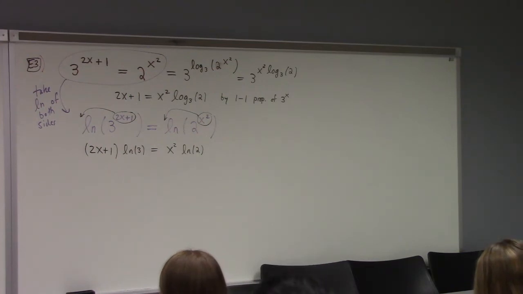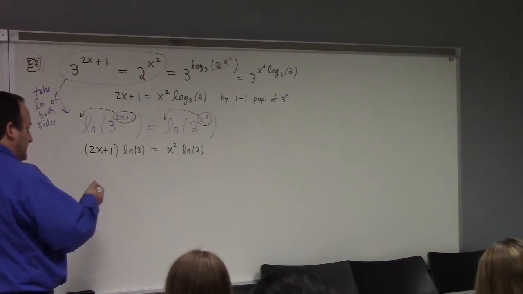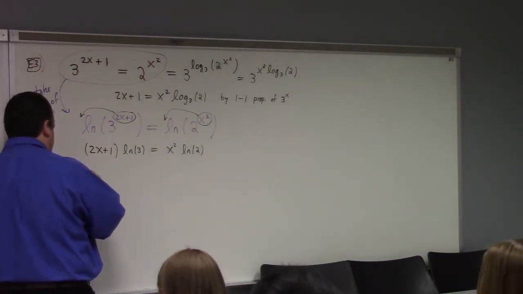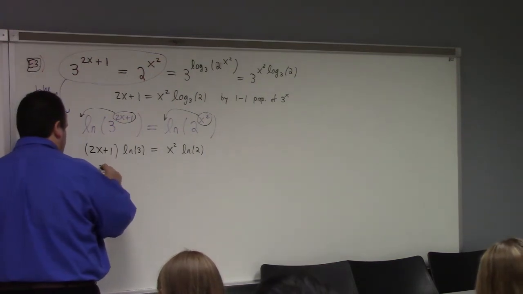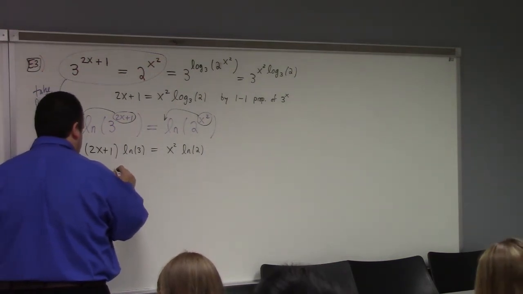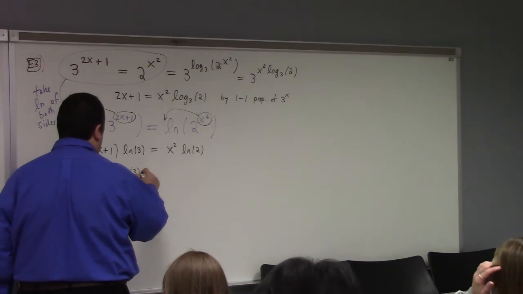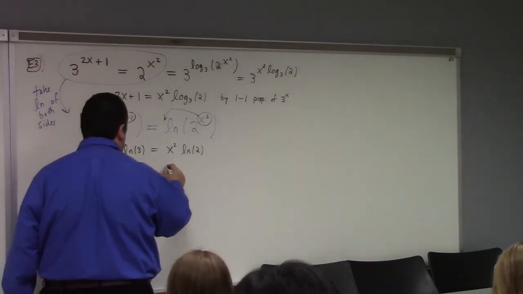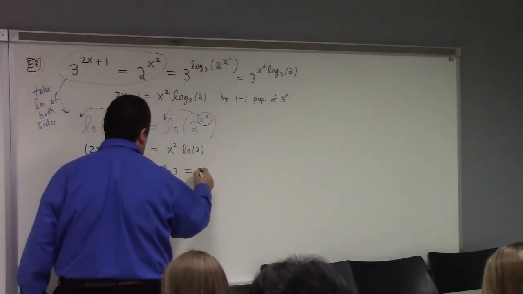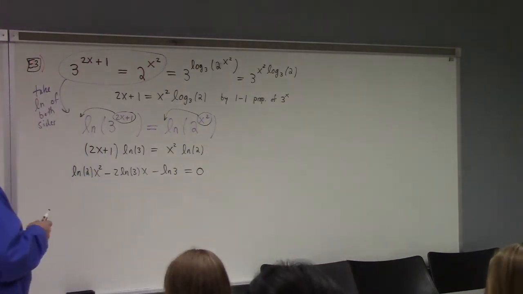And then, oh, we've got a quadratic equation in x squared again, right? And this is definitely an ugly one. So here we go. Natural log of 2 times x squared minus 2 log 3 times x minus log 3 equals 0. Did you guys see what I did there?